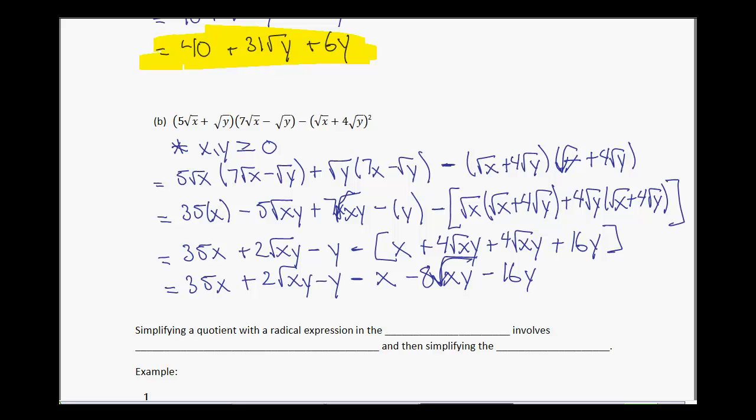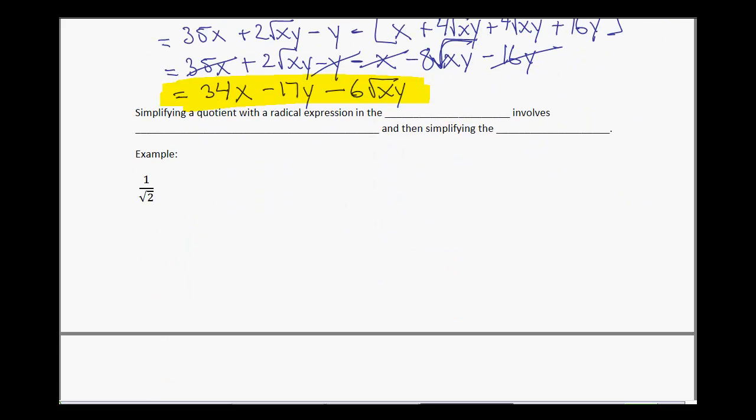Collecting like terms again to simplify, we have 34x from that, and we get negative 17y from that and that, which leaves us with negative 6 root xy. And that is our final answer there. Woo, that was a big one. Alright, what do we have next?